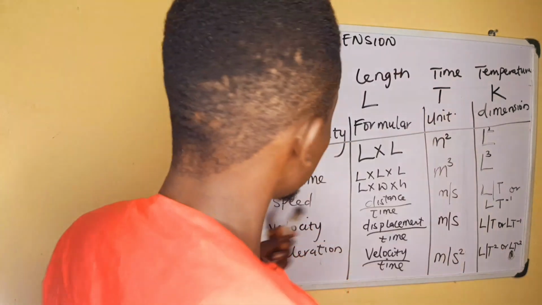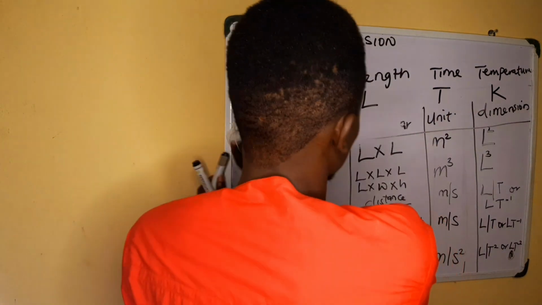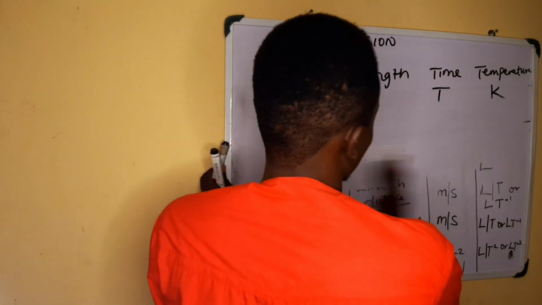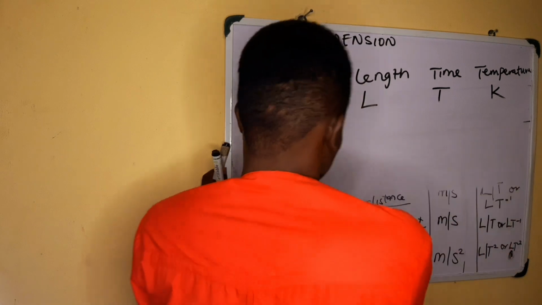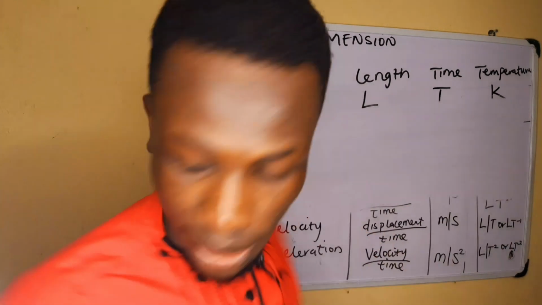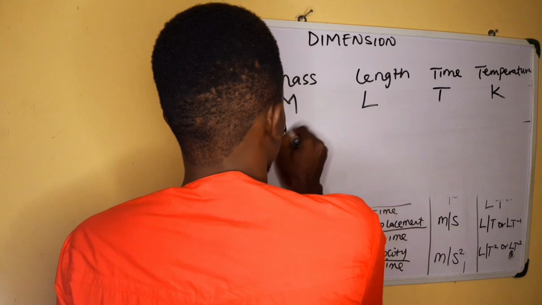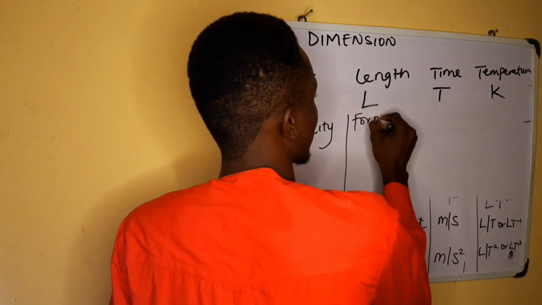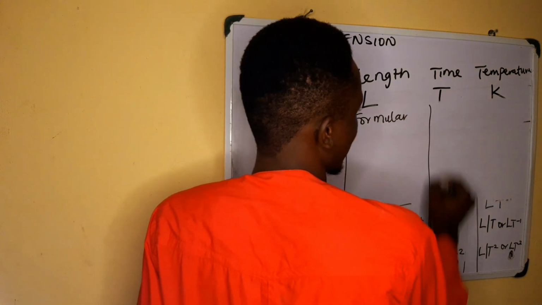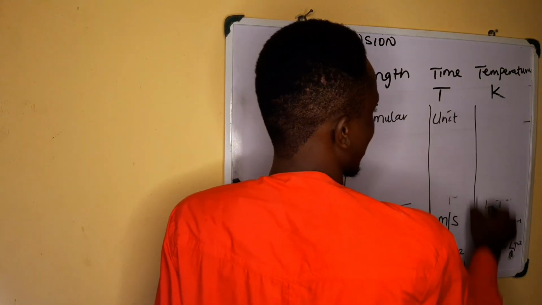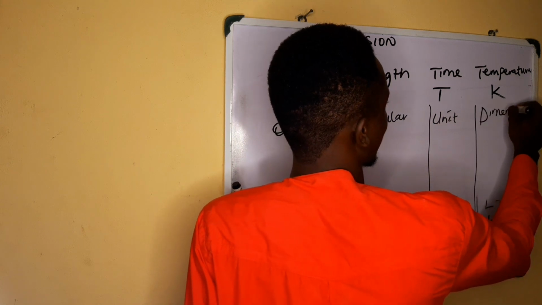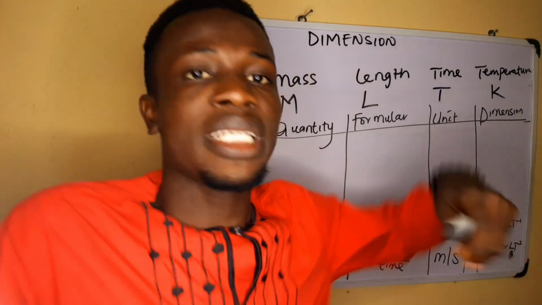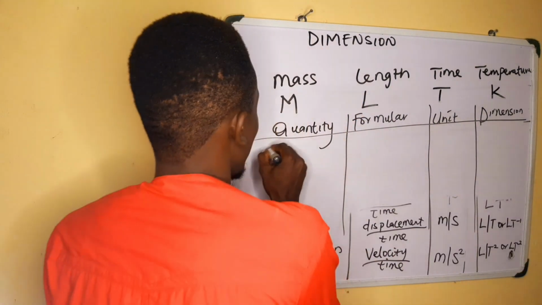Now I'm going to clean that off and go over to the next ones. Pardon me for doing that. I hope you got that. I'm still continuing with the quantity, formula, unit, and dimension. We have treated a number of them. The next one on our list is energy.